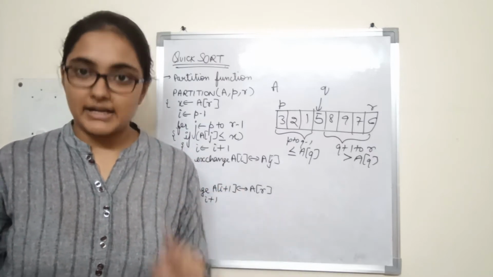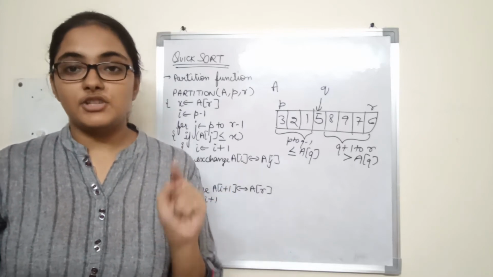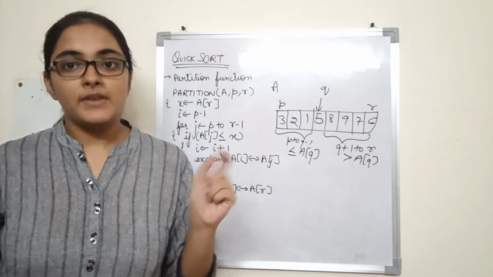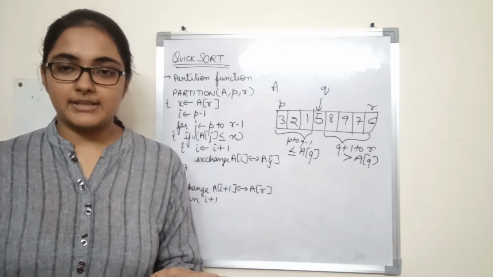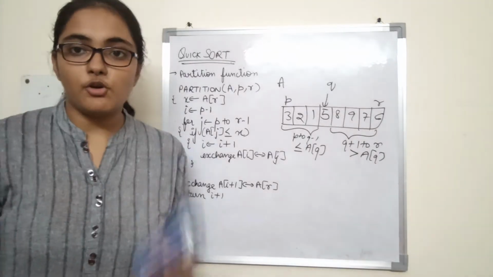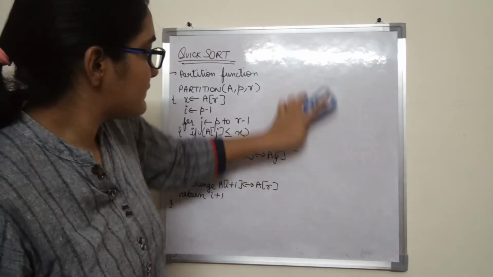First we will look at the partition procedure and how it works, and then we will move on to quicksort and how it makes use of the partition procedure in order to sort the array. So first we have to discuss the partition procedure. Let us say that the array that we want to sort using quicksort is this.